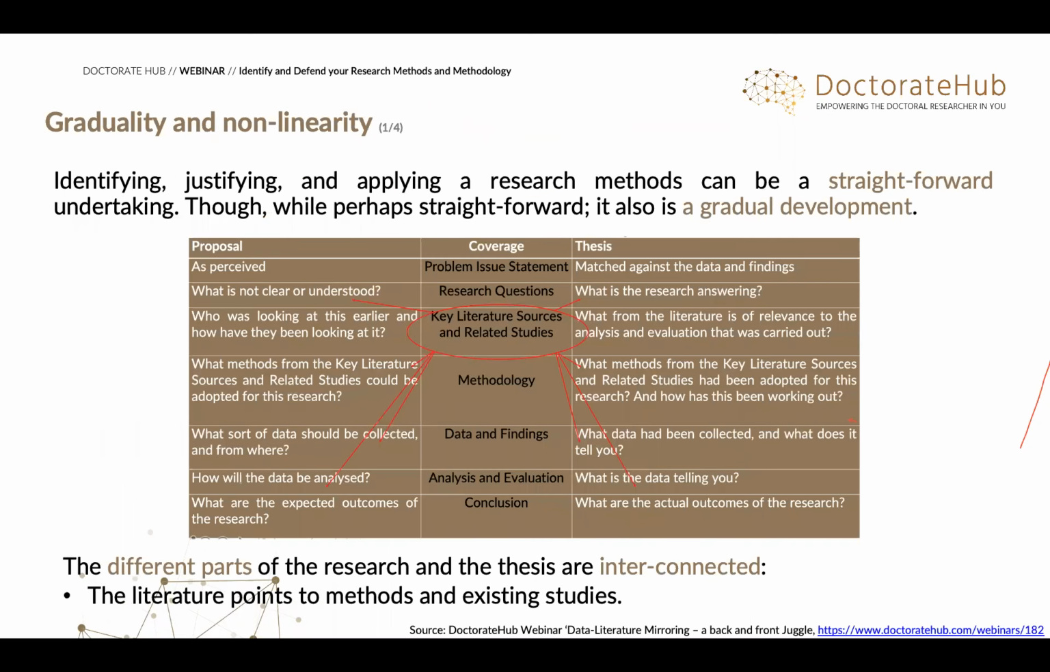Now, as perhaps has become clear so far, but just to be pretty clear, research is non-linear. You write it up linear, you plan it linear, but as it is executed, it is not linear. So identifying, justifying, and applying a research method can be a straightforward undertaking. While perhaps straightforward, it's also a gradual development.